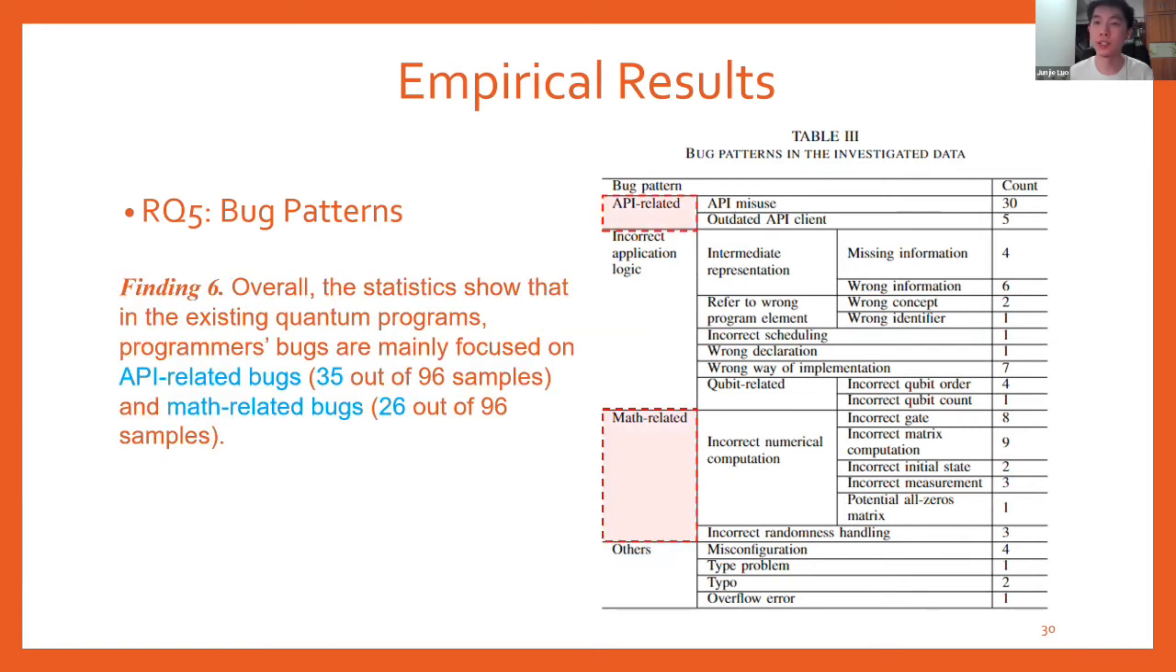Based on the results of the analysis of the bug patterns, we have finding 5 and finding 6. Based on Table 3, we can find that overall, the statistics show that in existing quantum programs, programmers' bugs are mainly focused on API-related bugs and math-related bugs. This means that programmers are still not proficient in the use of quantum programming languages in the development of quantum programs and have difficulties with qubit algorithms and operations. At the same time, it should be the focus of the following bug-fixing related work.